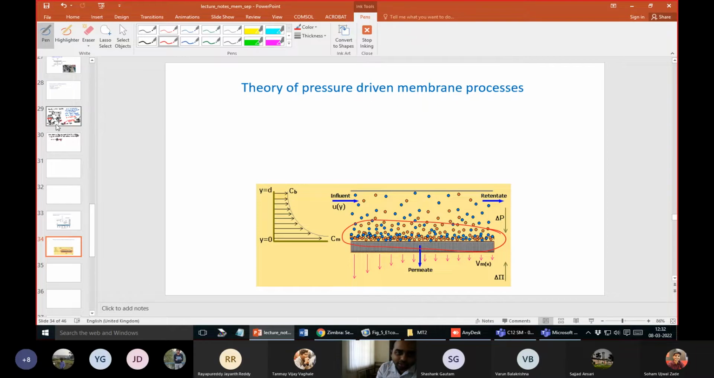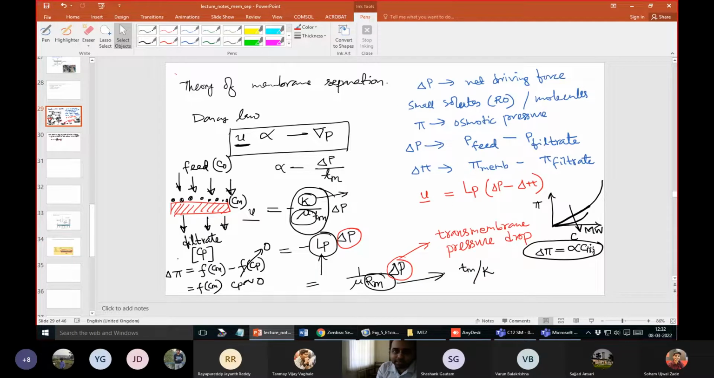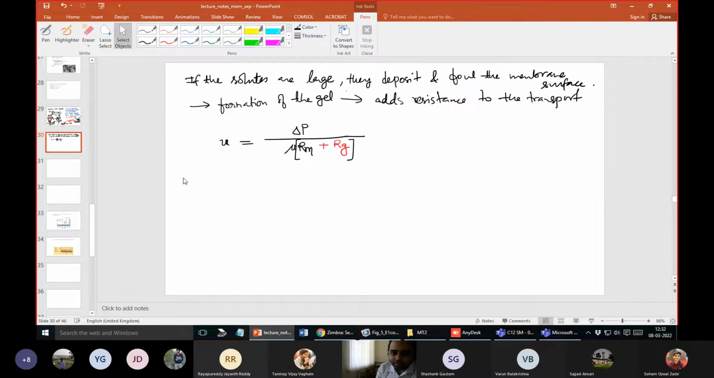If you just go back to this thing here, let me write it here: for an osmotic pressure controlled system, if Cm increases with time, Cm would increase, and that means delta pi would also increase, and that means this flux would go down.